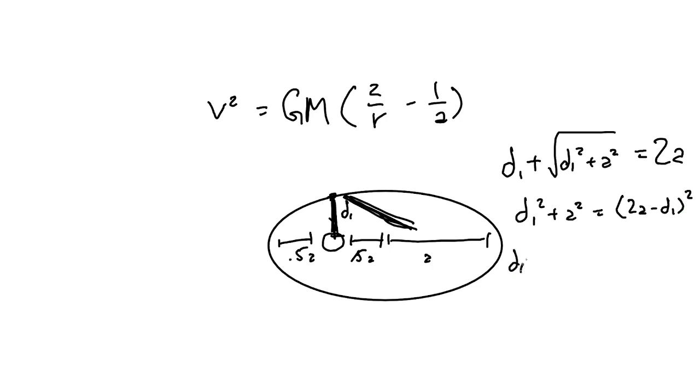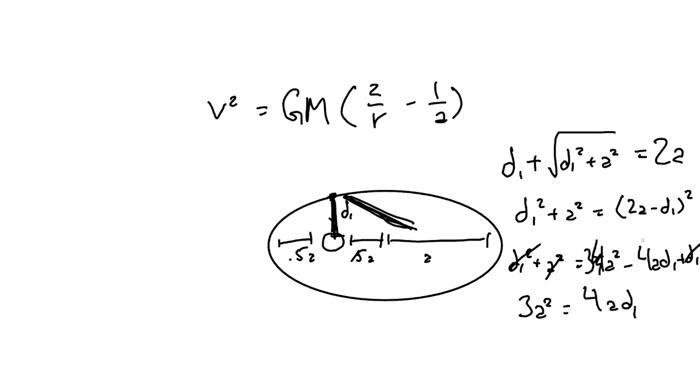So d1 squared plus a squared, remember we have binomial expansion, is going to be 4a squared, with FOIL, minus 4a d1 plus d1 squared. So we can start shifting stuff around. We can cancel these out, subtract this on this side and just get 3 here. So 3a squared is going to be equal to 4a d1. We can divide by 4a on both sides, so d1 is going to be equal to 3/4 a.